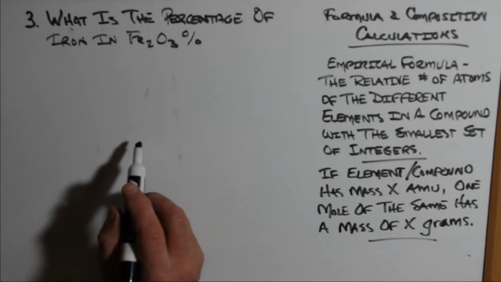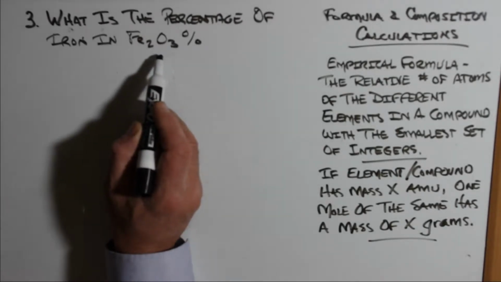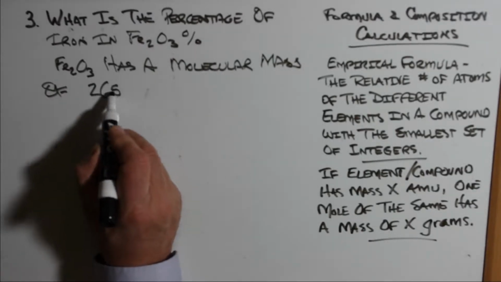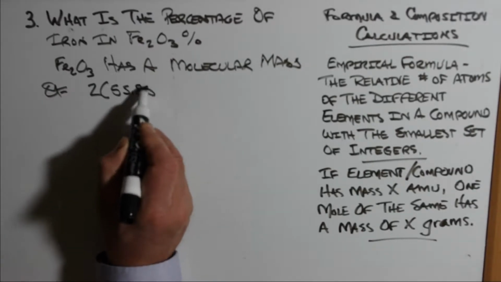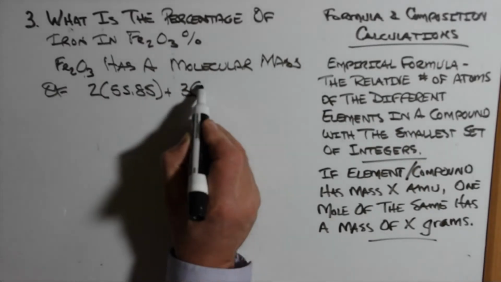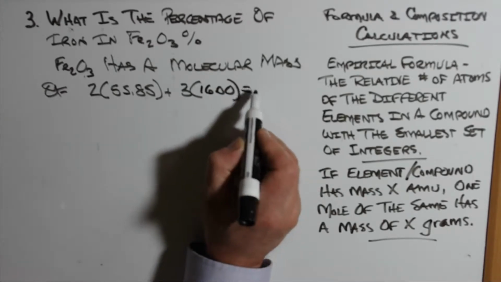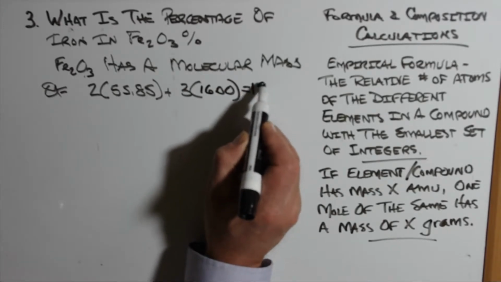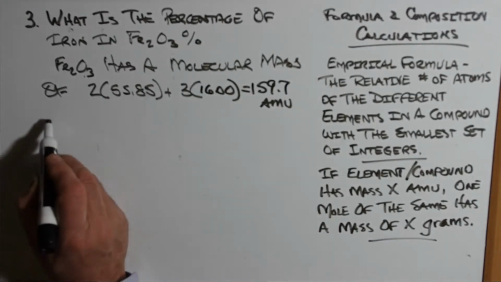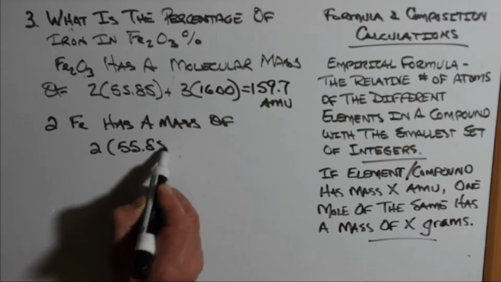Problem number 3. What is the percentage of iron in Fe2O3? First thing we want to do is find out the molecular mass of this compound. So it's going to be 2 times the mass of iron plus 3 times the mass of oxygen. And we come up with 159.7 atomic mass units.